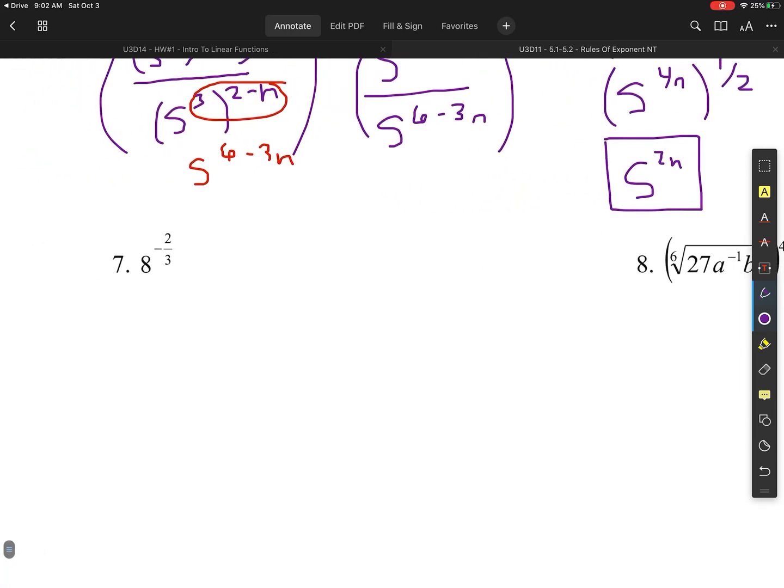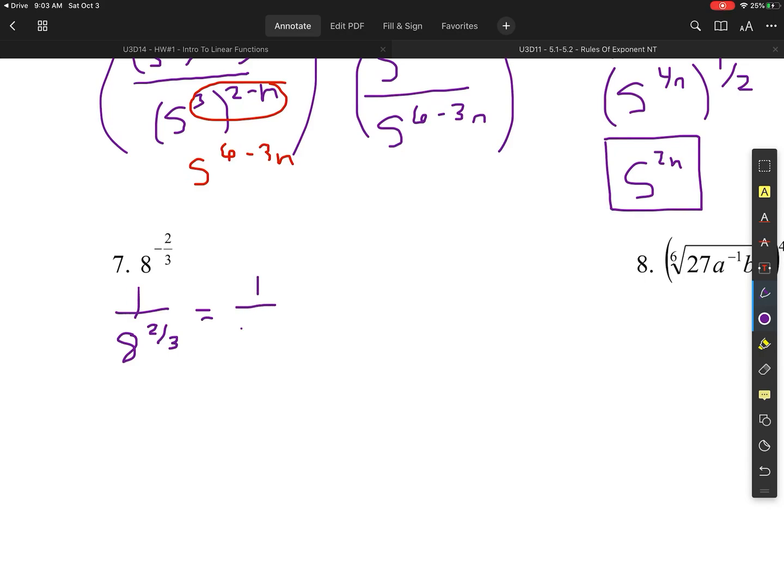All right. We have a negative and a fractional exponent. So first thing I'm doing, 1 over 8 to the 2/3 power. Now, as I talked about earlier, you have options here. You could first take the 3rd root of 8, or you could square 8. It doesn't matter which way you do it, we're going to get the exact same answer.